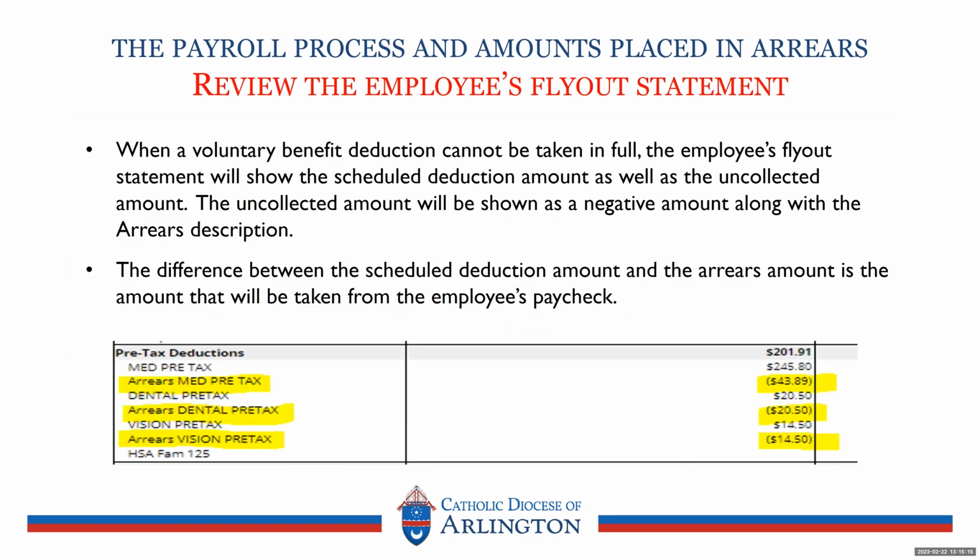The employee flyout statement shows any voluntary benefit deductions that cannot be taken in full. The statement shows the scheduled deduction amount as well as the uncollected amount. The uncollected amount will be shown as a negative amount along with the arrears description. The difference between the scheduled deduction amount and the arrears amount is the amount that will be withheld from the employee's paycheck.